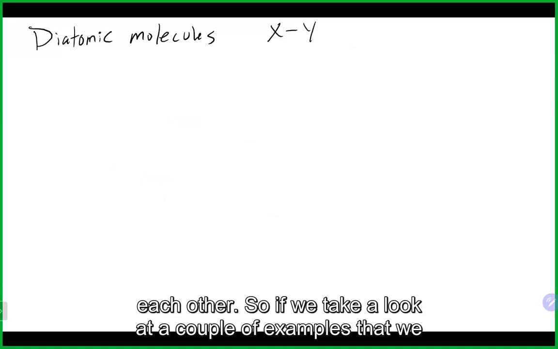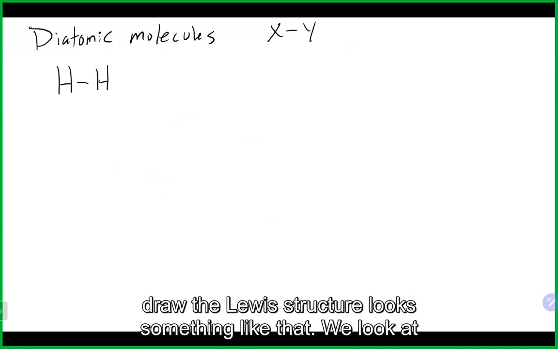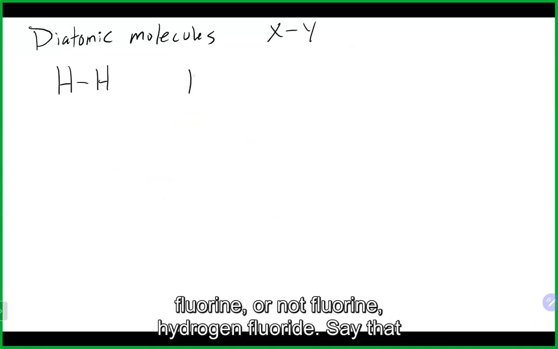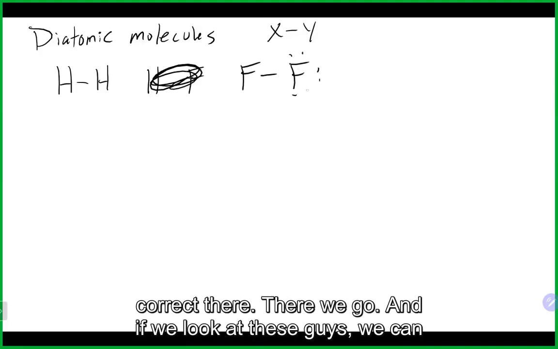So if we take a look at a couple of examples that we saw throughout this chapter, we look at hydrogen, which if we draw the Lewis structure, looks something like that. We look at fluorine, or not fluorine, hydrogen fluoride. Say that again, sorry. We look at fluorine, actually. I was correct there. There we go.